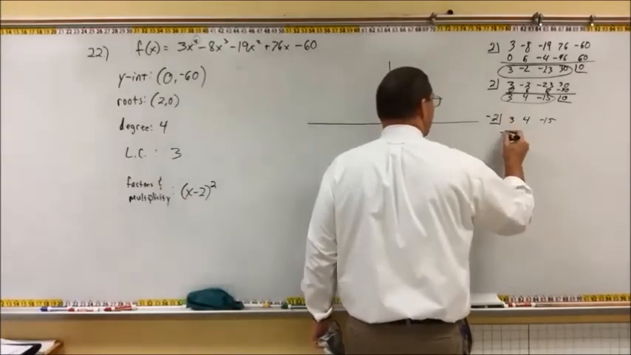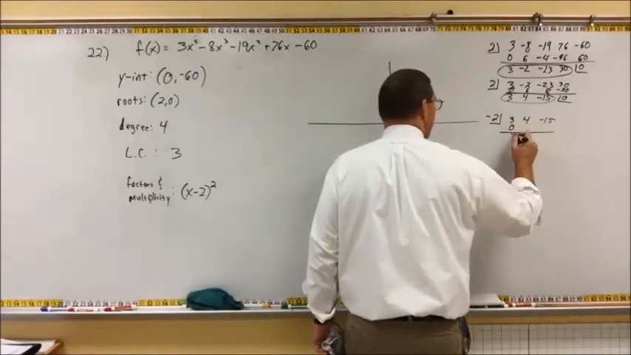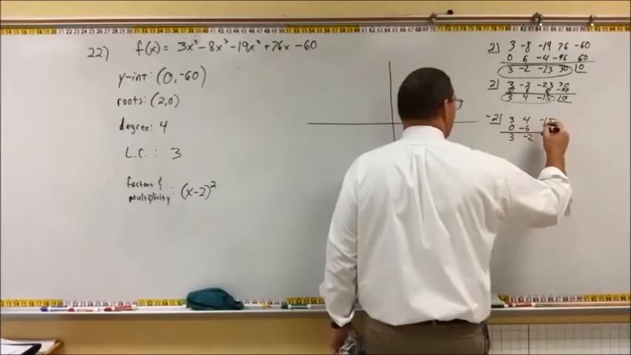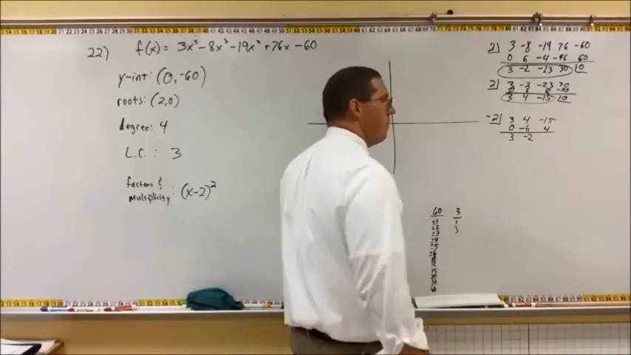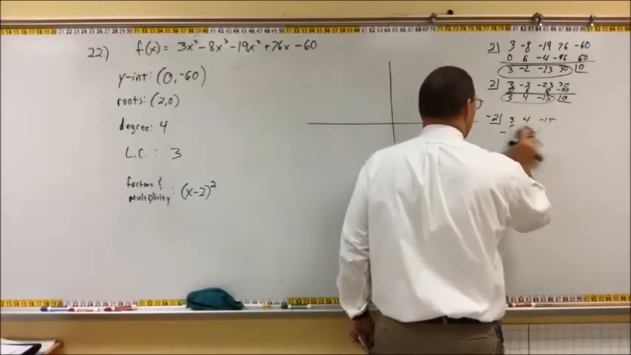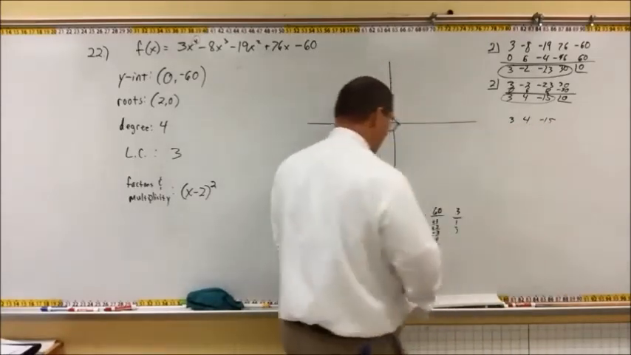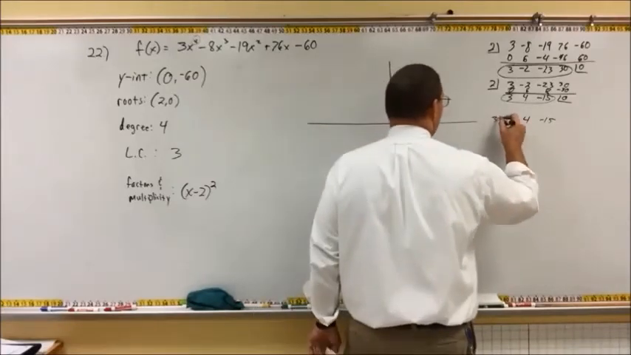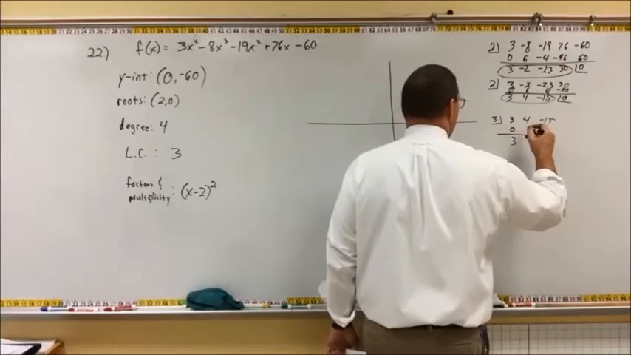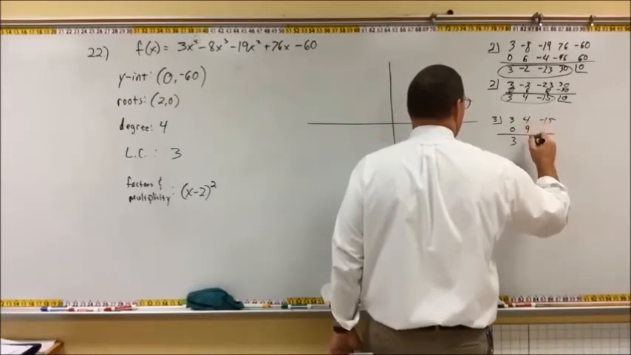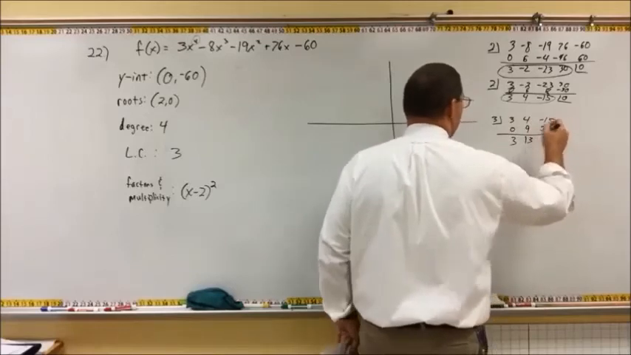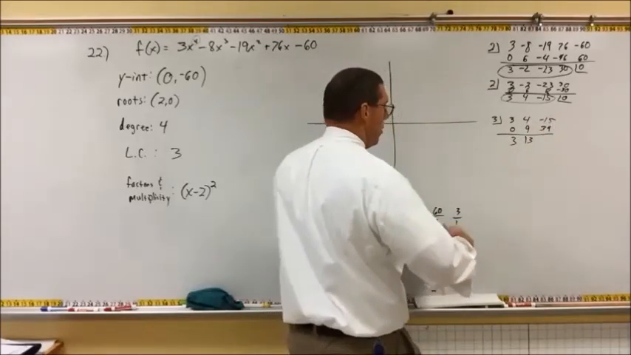So let's try negative 2. And put a 0. 3 plus 0 is 3, times negative 2 is negative 6, plus 4 is negative 2. Negative 2 times negative 2 is 4. 4 plus negative 15 is not 0, so we're done with negative 2. All right, now let's try 3 and negative 3. So put a 3, put a 0. 3 times 3 is 9, plus 4 is 13. 13 times 3 is 39. Minus 15 is not 0.